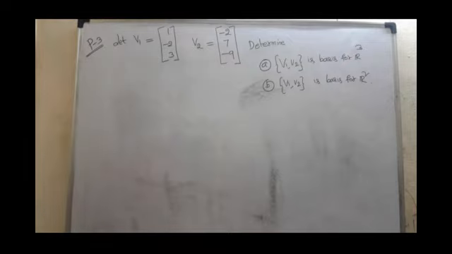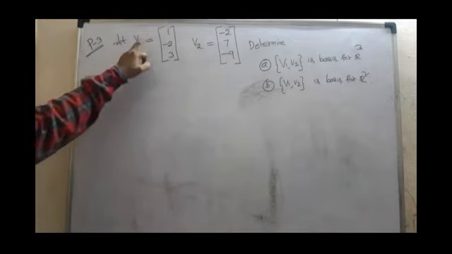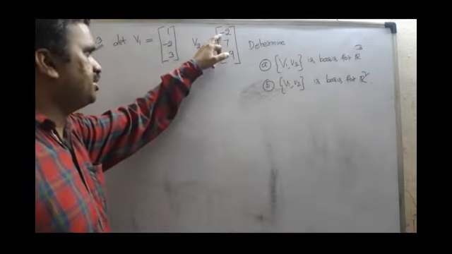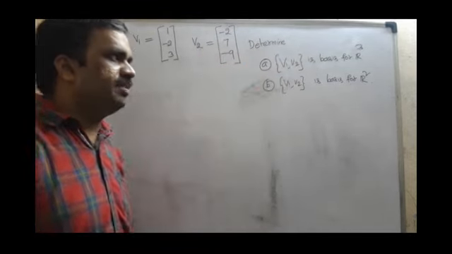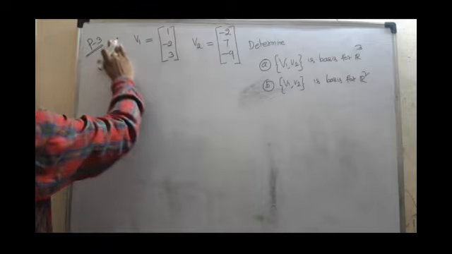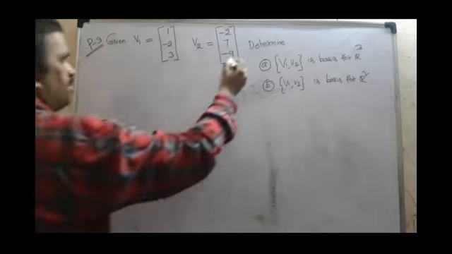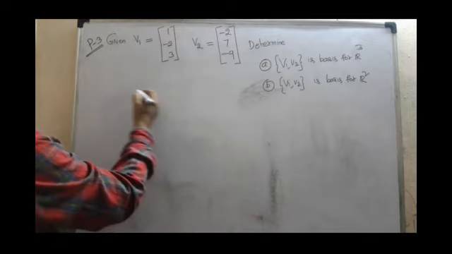Now the next question is, let V1 is equal to 1, minus 2, 3, V2 equal to minus 2, 7, minus 9. Determine whether V1, V2 is a basis for R cube, and whether V1, V2 is a basis for R square. Actually this is the practical third problem. Given V1 is equal to 1, minus 2, 3, V2 equal to minus 2, 7, 9.